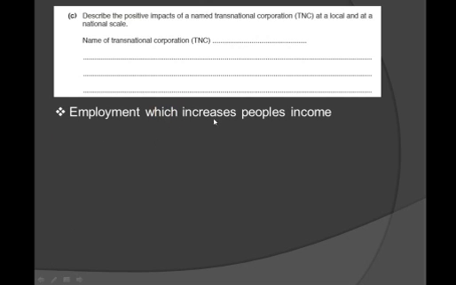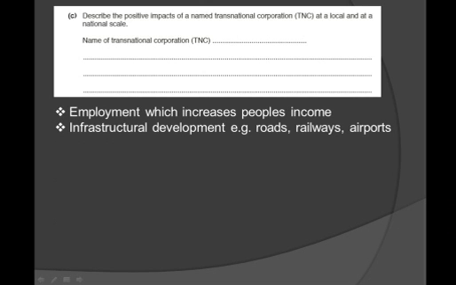Employment, which increases people's income. So as you get a job, you work, you get income, and you're able to live some good standard of living. So that is very important. I'll be able to give some example of Indonesia, where Nike employs 30,000 people.